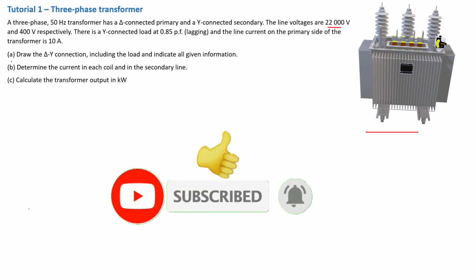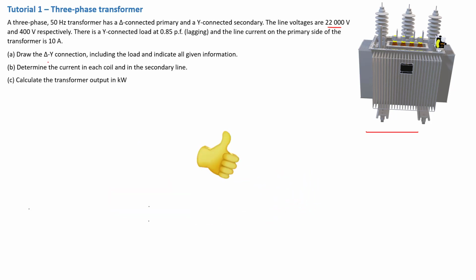Okay, so the first question is: draw the delta Y connection, including the load, and indicate all given information. So this is basically to make a representation of our problem statement in a pictorial form. Now let's go ahead and do just that in our solutions. So we have question A. We need to draw the delta Y connection, including the load, and indicate all the given information.